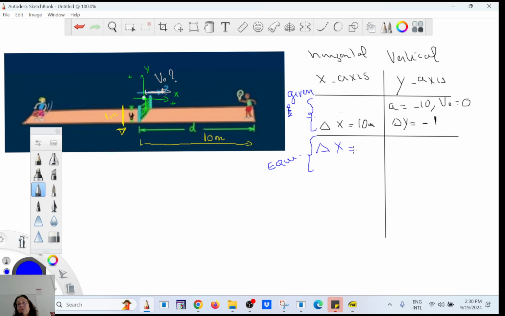So delta x equals, only in projectile motion there is no acceleration. And you have all those boring equations for delta y. Okay? Once you are done with this, that's it. Then it's easy. So what can I do?